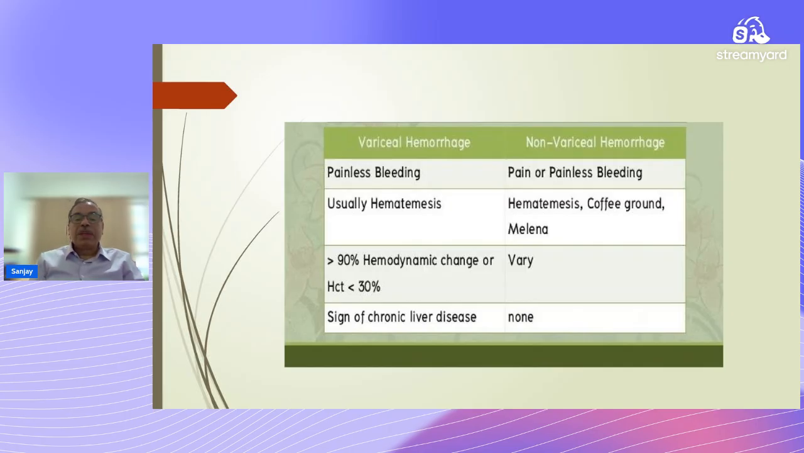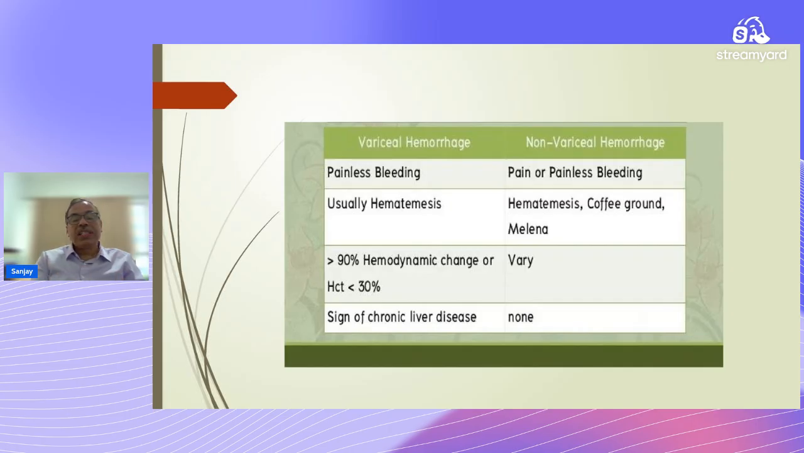Many of these patients with variceal hemorrhage, more than 90%, may have some hemodynamic instability in the form of hypotension or tachycardia or tachypnea or some sort of shock. And the hematocrit may decrease by more than 30%. What does it mean? It means that the volume of the bleeding in variceal hemorrhage may be quite substantial.